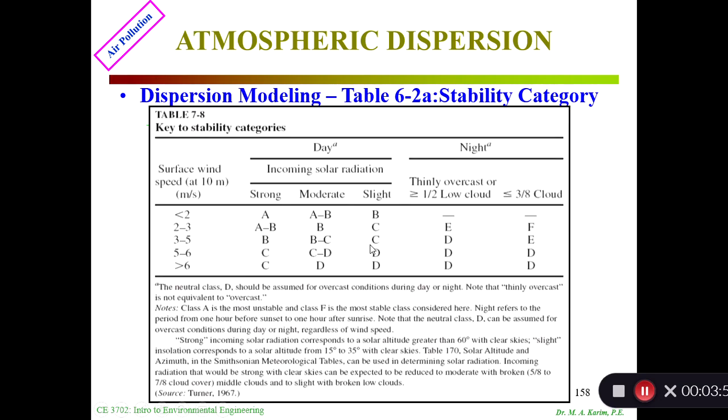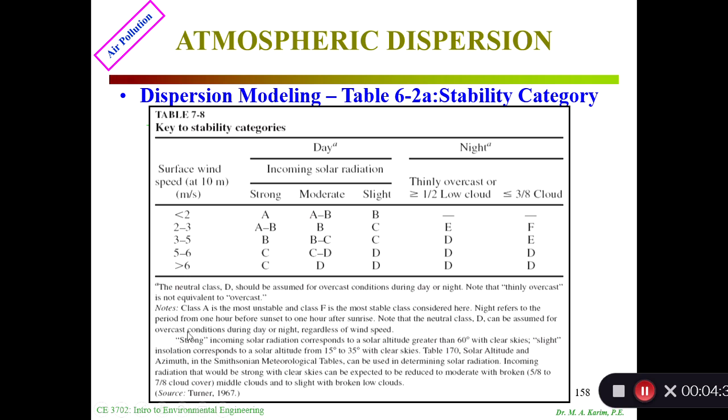So here are the stability classes, okay? It depends on the wind speed at 10 meters height. Less than 2 meters per second, if it is daytime and incoming solar radiation is strong or moderate sunlight, then it is A or A-B, or B. And if it is at night, then it doesn't matter. If the wind speed at 10 meter height is 2 to 3 meters per second, then A-B, B, B-C, E, F, and so on. So here are the neutral classes. D should be assumed for overcast conditions during the day and night. Note that a 10-day forecast is not equivalent to overcast.